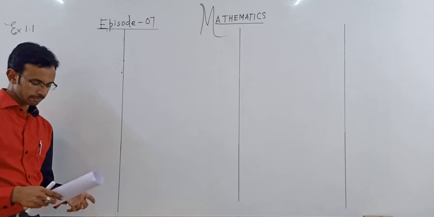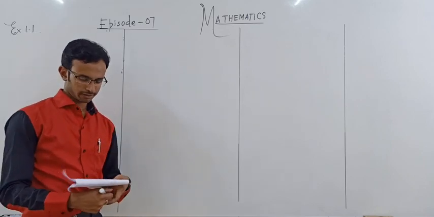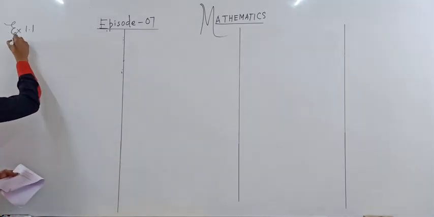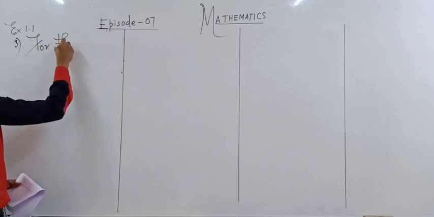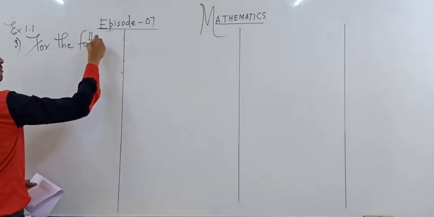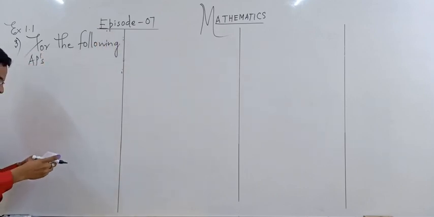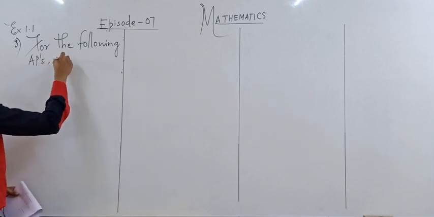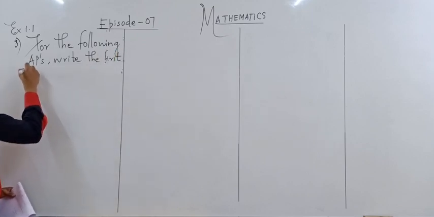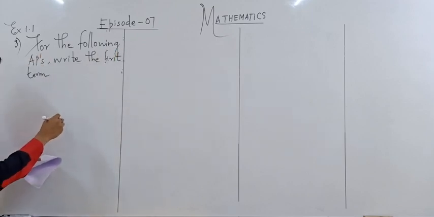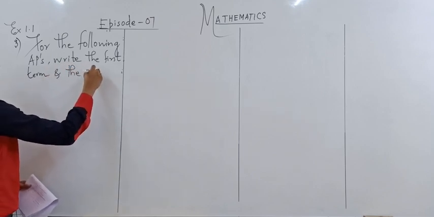Let us go for the third main of this. It's very simple. The main is somewhat like this. The heading says, for the following APs, write the first term and the common difference.